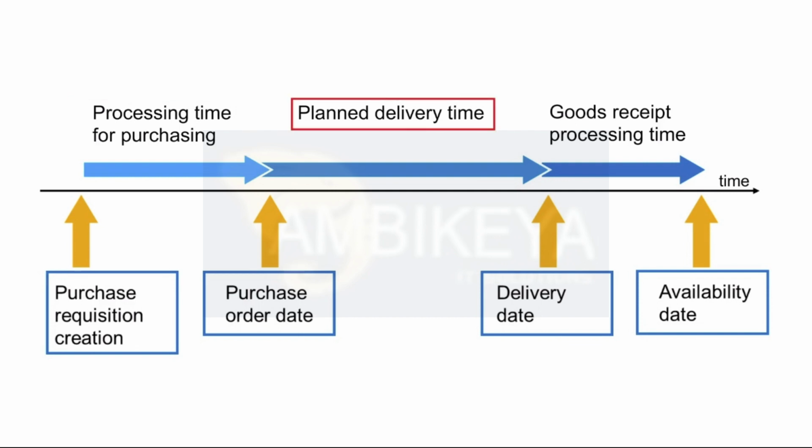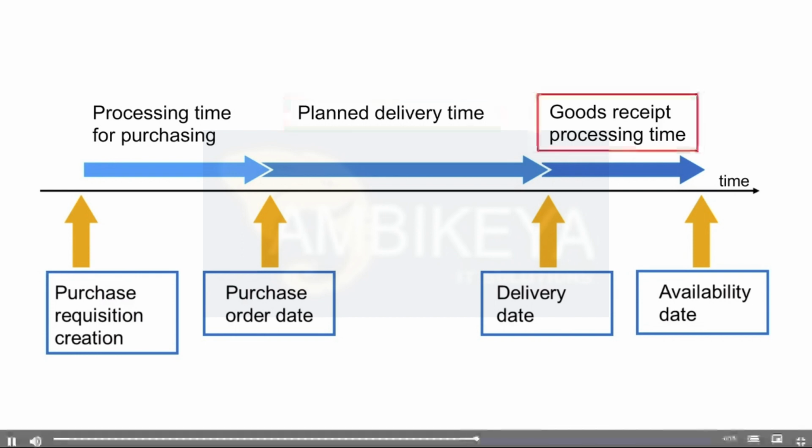The plant delivery time covers the period from order issue to goods receipt from the vendor. This time is maintained in calendar days in the material master, info record, and/or contract.